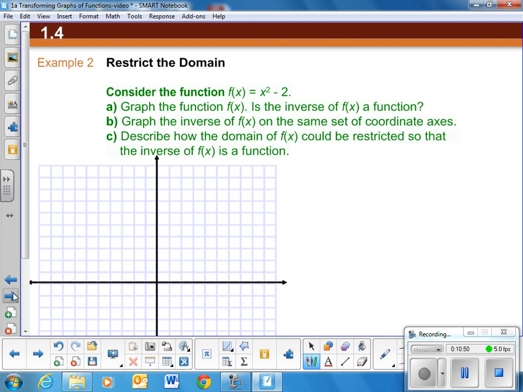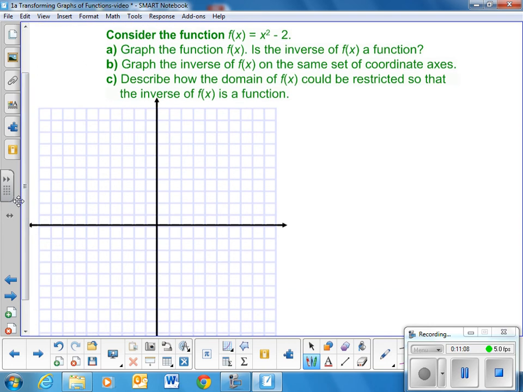Consider the function f of x equals x squared minus 2. Graph the function f of x. Is the inverse of f of x a function? All right, so let's start by graphing f of x.